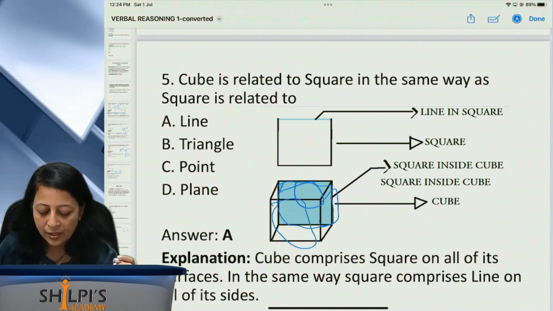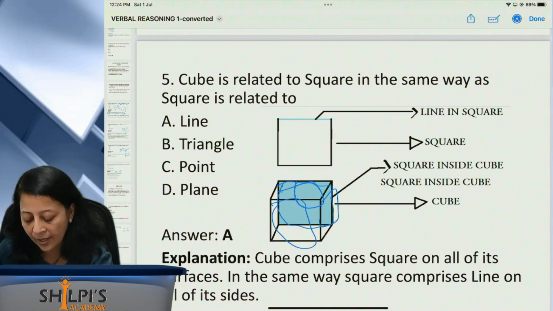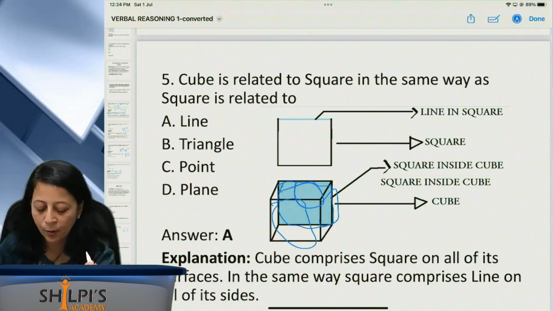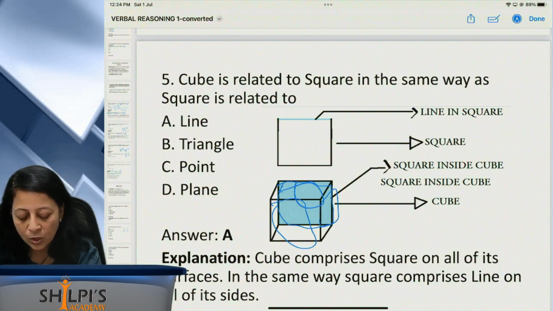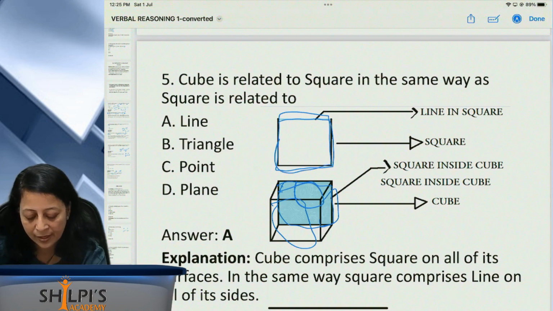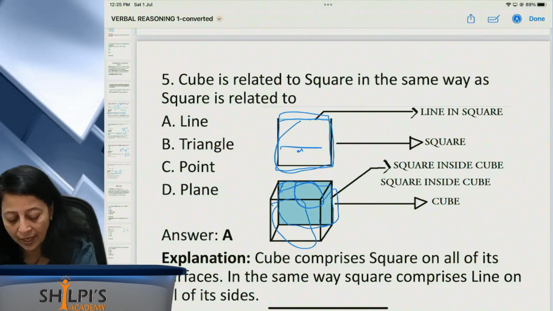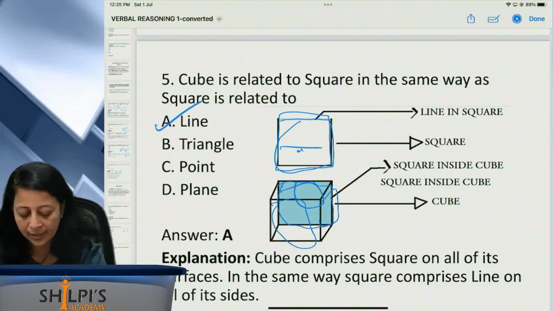In the same way, what does a square have? A square has a line, a triangle, a point, a plane. So a square is made up of what? It is made up of 4 lines. A square is not made up of any triangles, or a point, or a plane surface. It is made up of lines. So the answer is line.